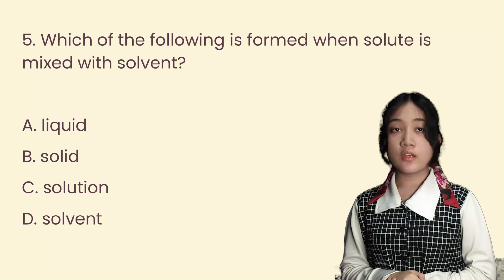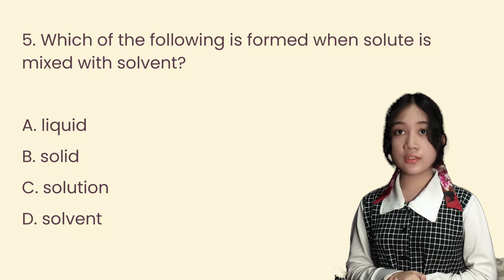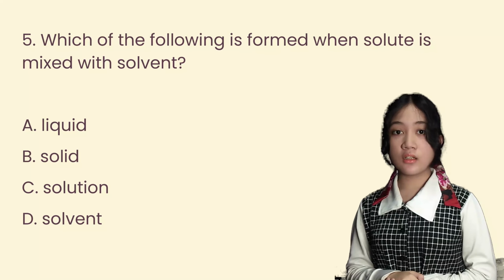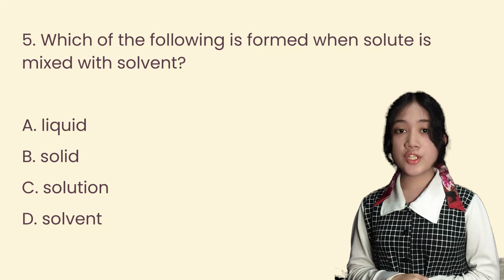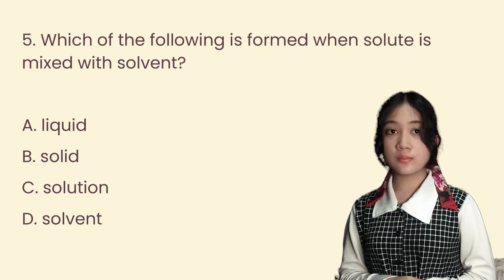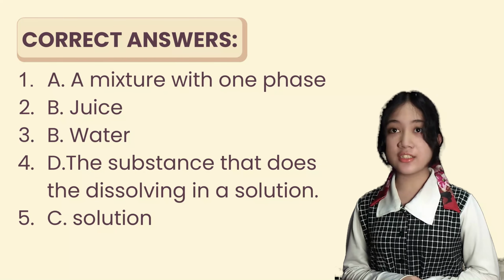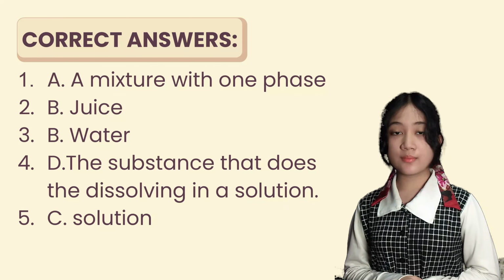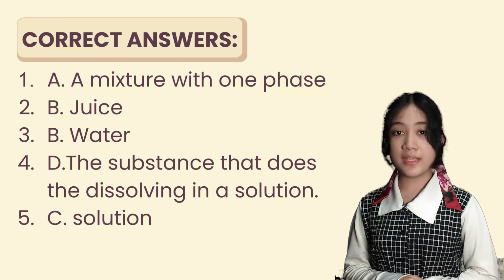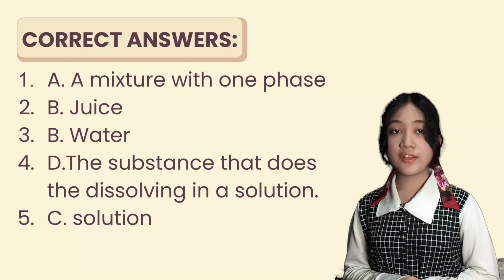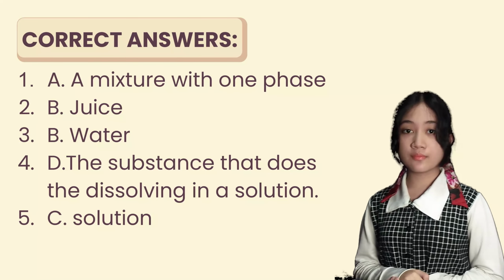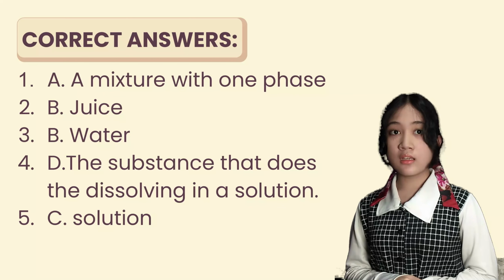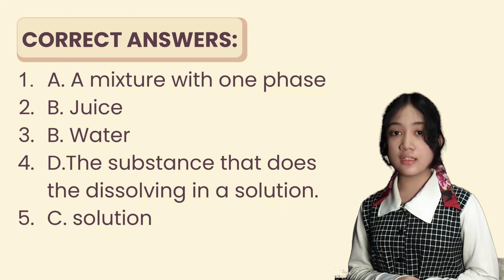Number 5. Which of the following is formed when solute is mixed with solvent? A. Liquid. B. Solid. C. Solution. D. Solvent. These are the correct answers. Number 1. Letter A. A mixture with one phase. Number 2. B. Juice. Number 3. B. Water. Number 4. D. The substance that does the dissolving in a solution. 5. C. Solution.